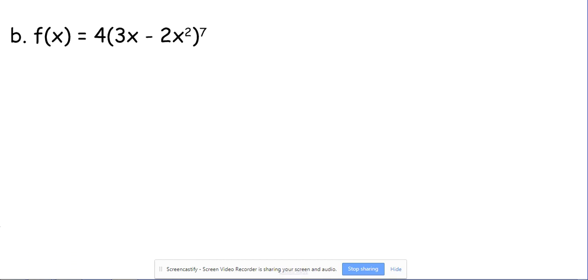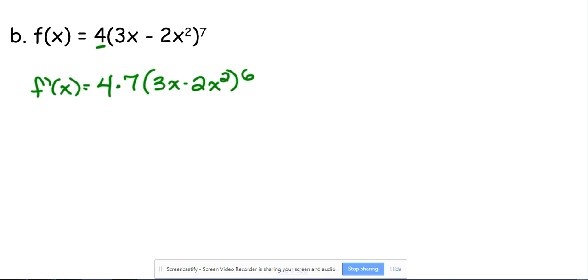Okay, let's look at this one. f of x is equal to 4 times 3x minus 2x squared to the seventh. All right, so that constant multiple, just like we've always been dealing with constant multiples, we just leave it there. Okay, 4 times, bring down the exponent, keep the inside function the same, subtract 1 from the exponent, times, now I need to set a parentheses this time because our derivative is going to be more than one term. The derivative of 3x is 3.